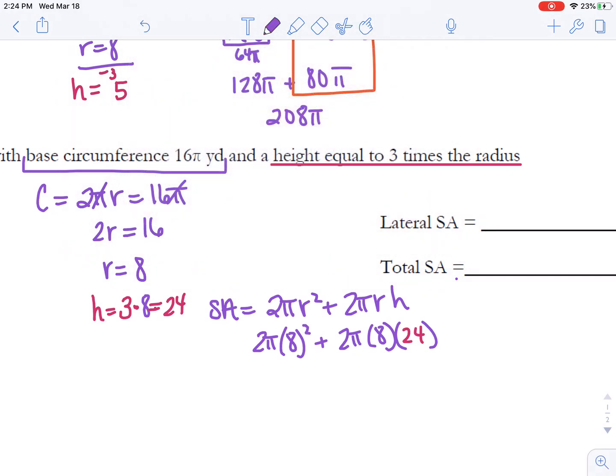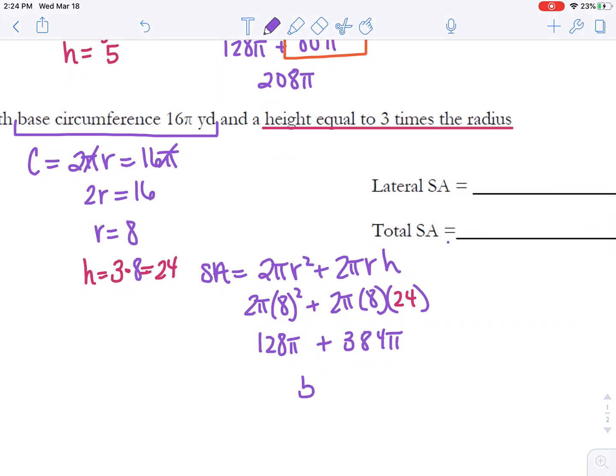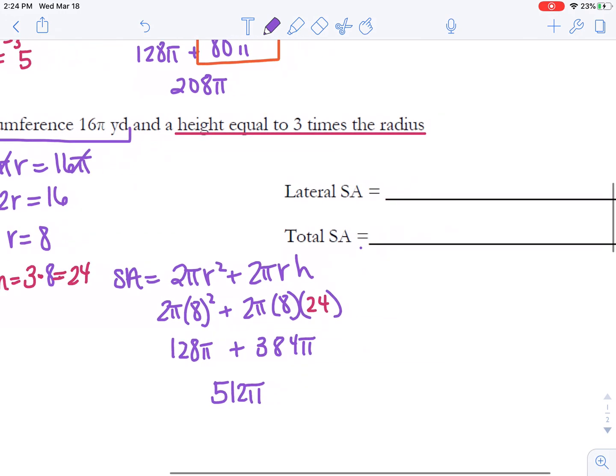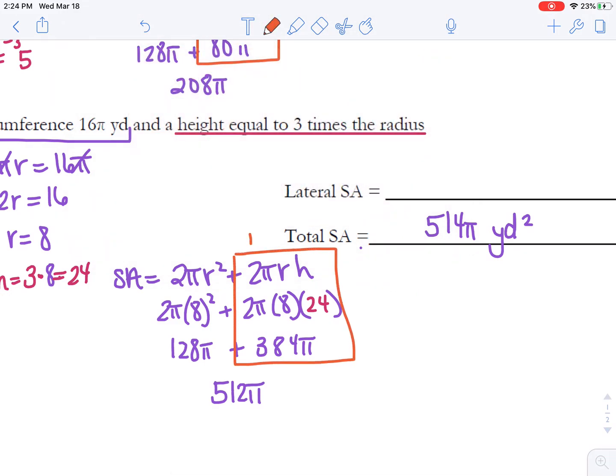So 64 times 2, again, we're going to get another 128 here. And then we have 2 times 8 times 24 is 384 pi. We can add these together and get a total surface area of 512 pi. That's our answer here for the total surface area, square yards. To go back in, we can find our lateral area here where we do not include the bases. The lateral area is the space around, and that's 384 pi square yards.